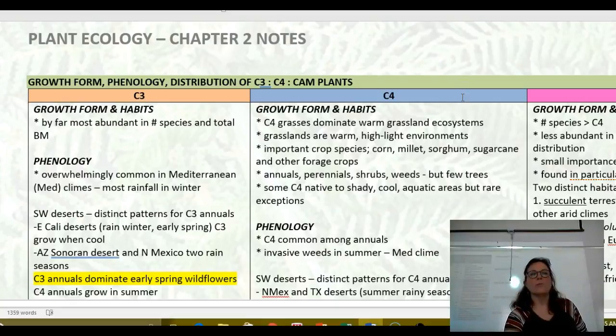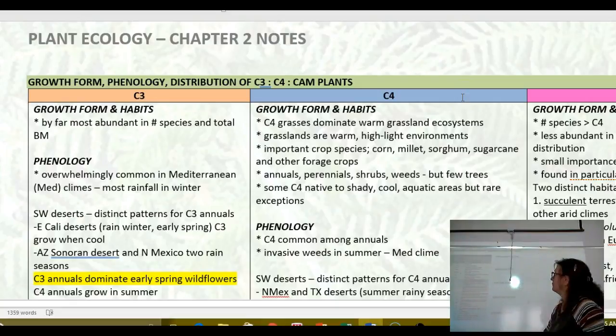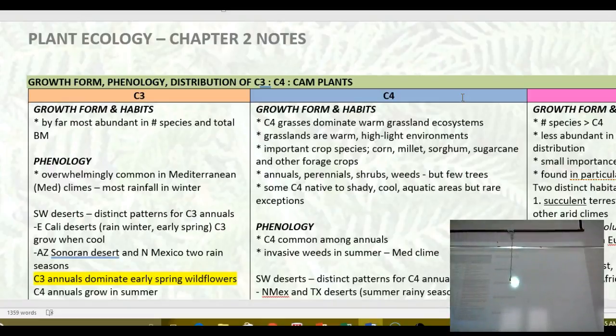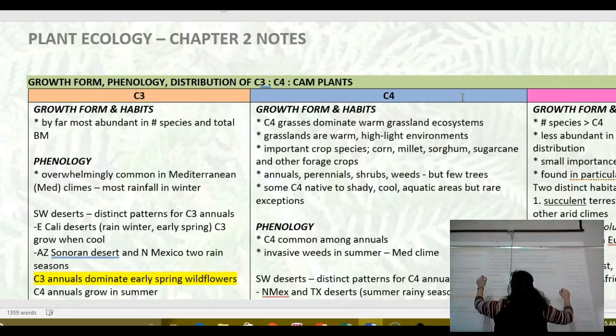So looking at growth, form, and habits, phenology, right? See this? So let me shrink it down onto the page to get better.